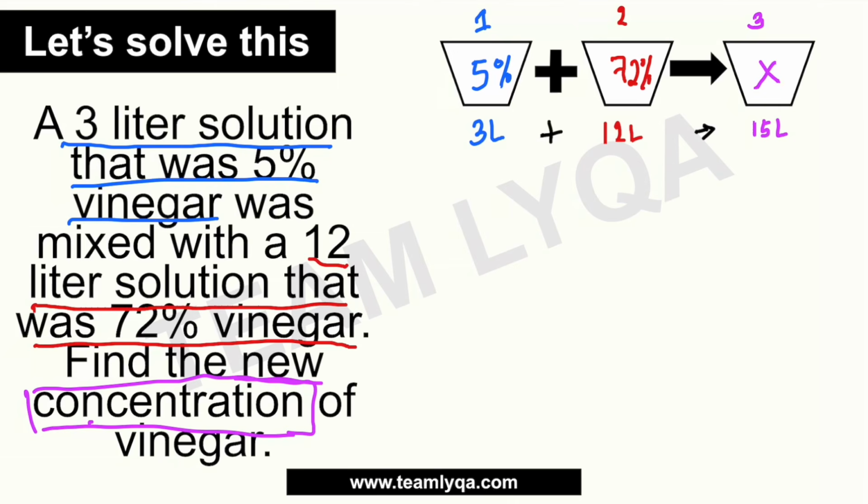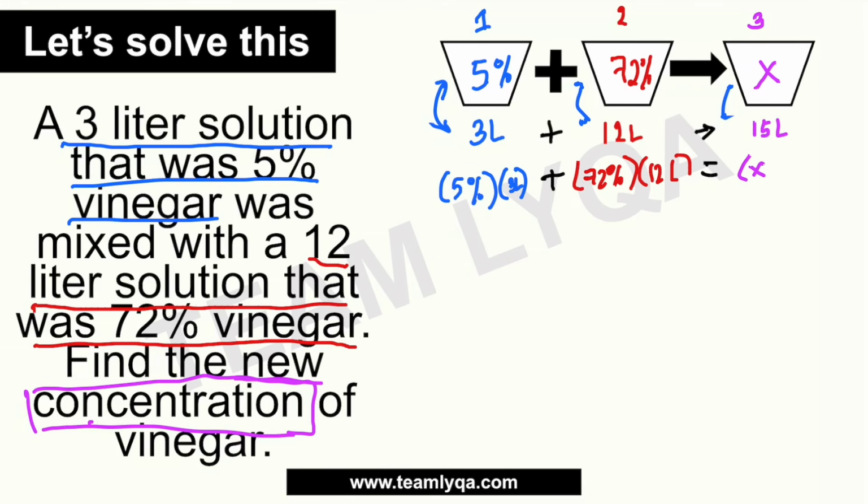Again, imumultiply ko lang lahat ito. So, ito imumultiply ko sila, multiply ko to, imumultiply ko ito. Tapos, ito i-add ko sila. Now, para mas visual, again, we'll keep the colors. So, we have here 5% times 3 liters. Okay? Tapos, i-add ko daw siya sa, let's keep it red, 72% times 12 liters. Tapos, kalalabasan niya, ibig sabihin, gagawin natin siyang equal sa X percent, hindi natin alam kung ilan, times 15 liters.